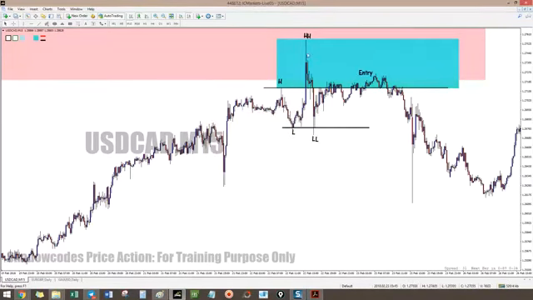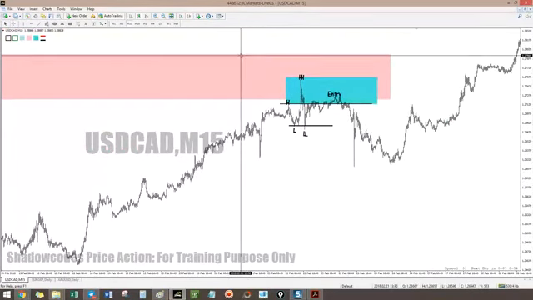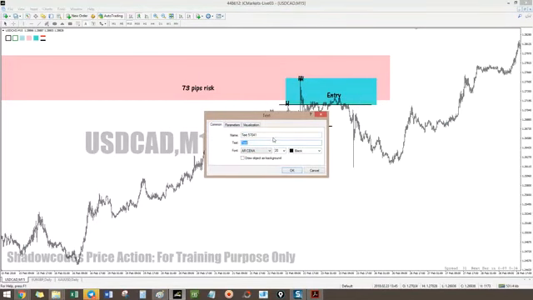Okay, so let's look at the risk and reward profile. At first, your supply zone risk is about 73 pips. 73 pips risk. And over here, you already reduce your risk to only 43 pips. 43 pips. So you save about 30 pips of risk using price action.